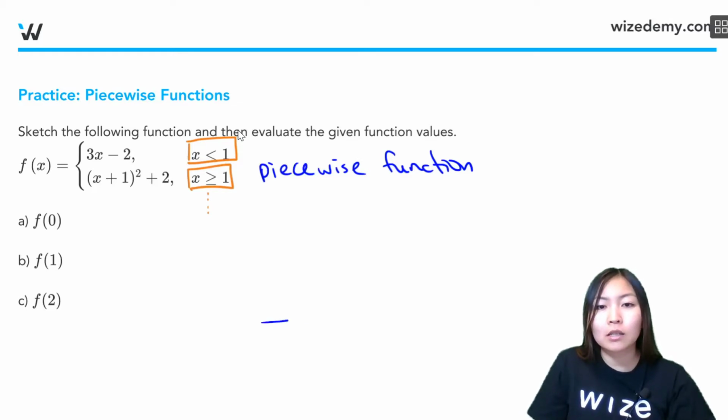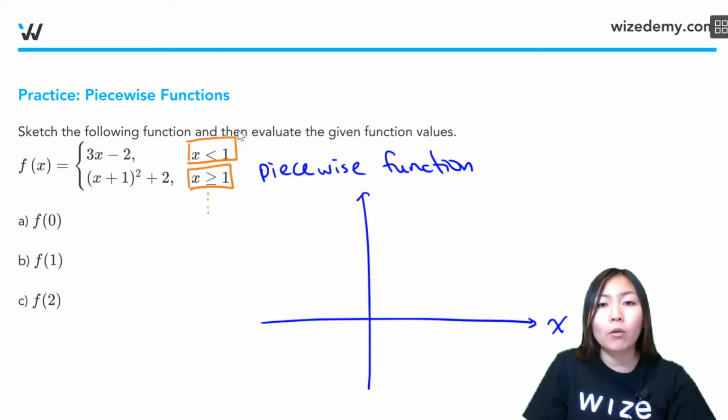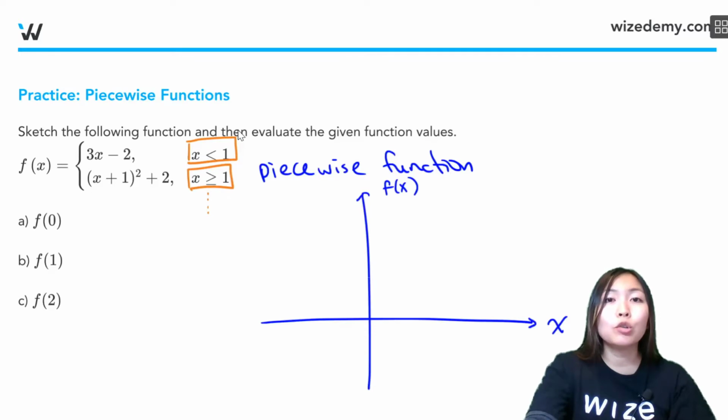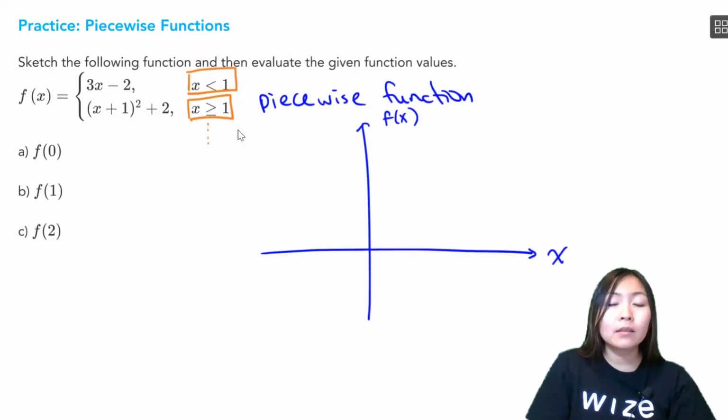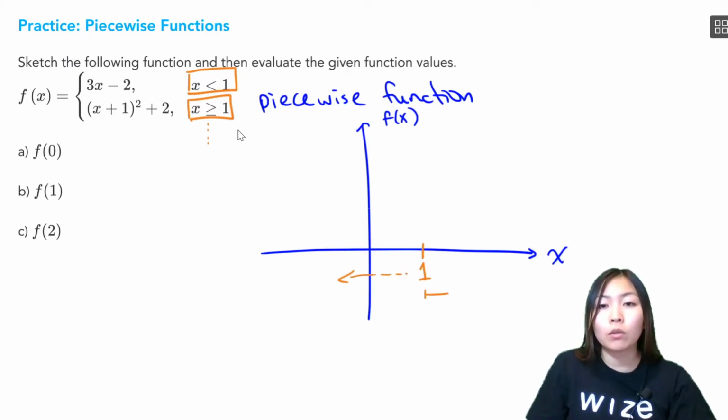So let's try to sketch this out. I have my x-axis, and I have my y, or my f of x axis. I know there's going to be 2 pieces to this function. One piece is going to be where x is to the left of 1, because it's less than 1. One piece is going to be where x is greater or equal to 1, meaning to the right of 1. So let's take a look at to the left of 1. What kind of graph is that? Well, that's your y equals mx plus b, so it's going to be a straight line.